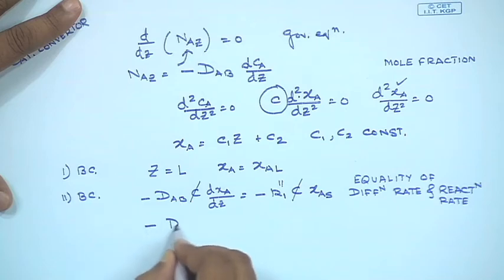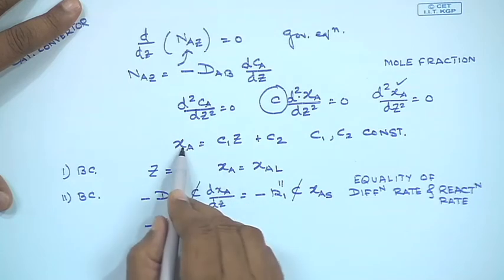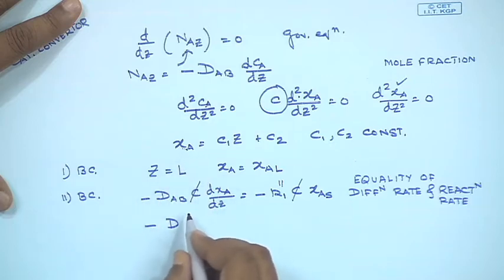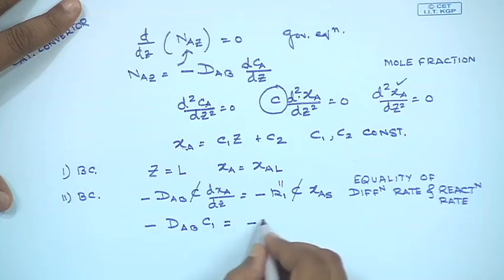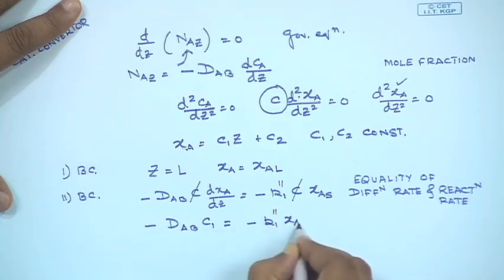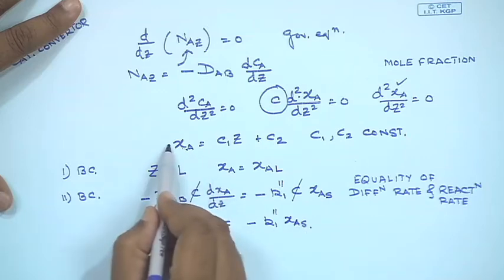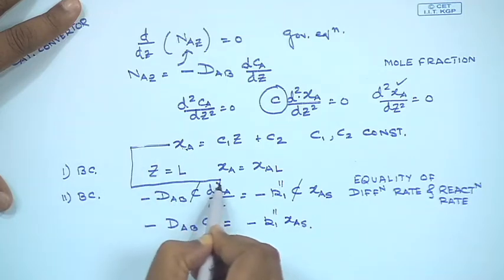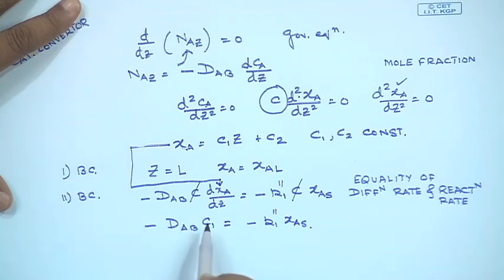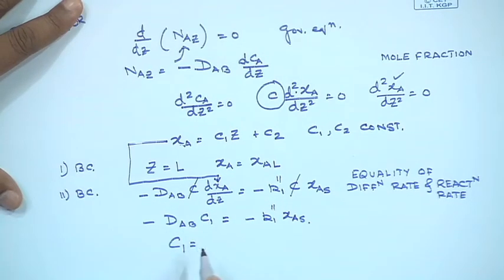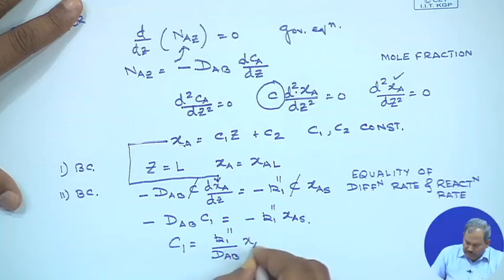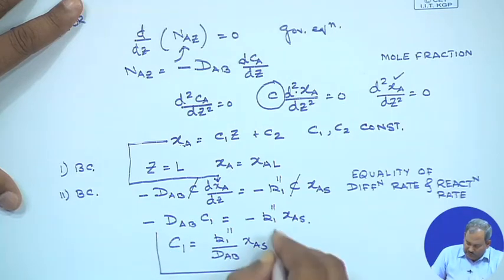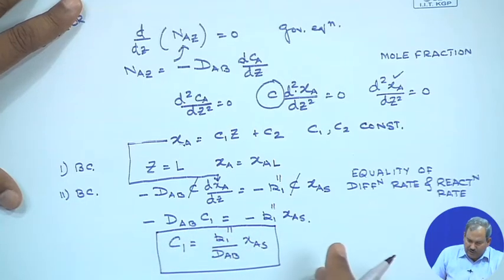So, by plugging in this expression of xA, it would simply be dAB times C1 equal to minus K1 double prime XAS. I have only used this expression of xA in here and obtained the expression for C1. So, the first constant of integration can then be derived as K1 double prime by dAB times XAS. So, this is the first constant of integration.